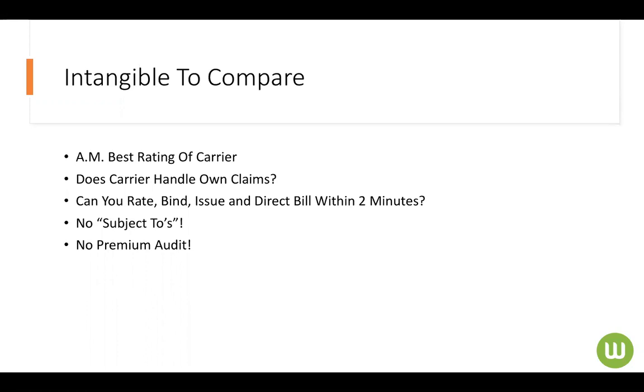Can you rate, bind, issue, and direct bill within 2 minutes? Our system is quick and efficient. We'd love to give you a demo if you haven't seen it, but you can get everything rated and bound within 2 minutes. Again, no subject twos. The average account we can quote and get bound in no time at all. And lastly, Brad alluded to this earlier, but no premium audit. We don't audit accounts to make sure that revenue is matching anything.